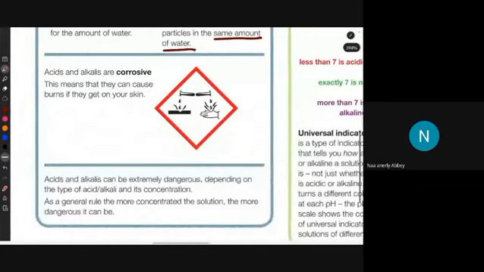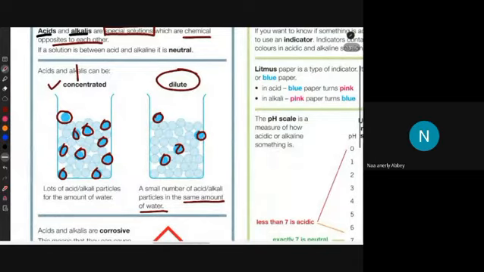Wait, can I write this down? Yeah, sure, you can write this down. Done written, Naraya?